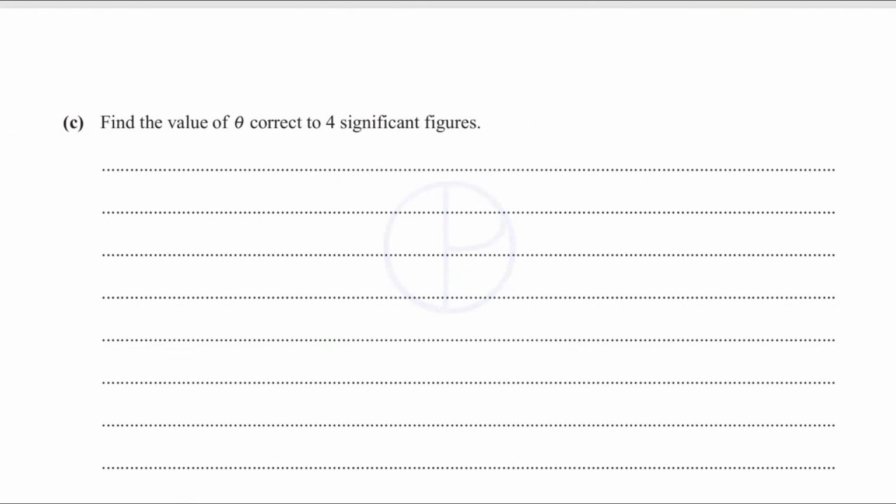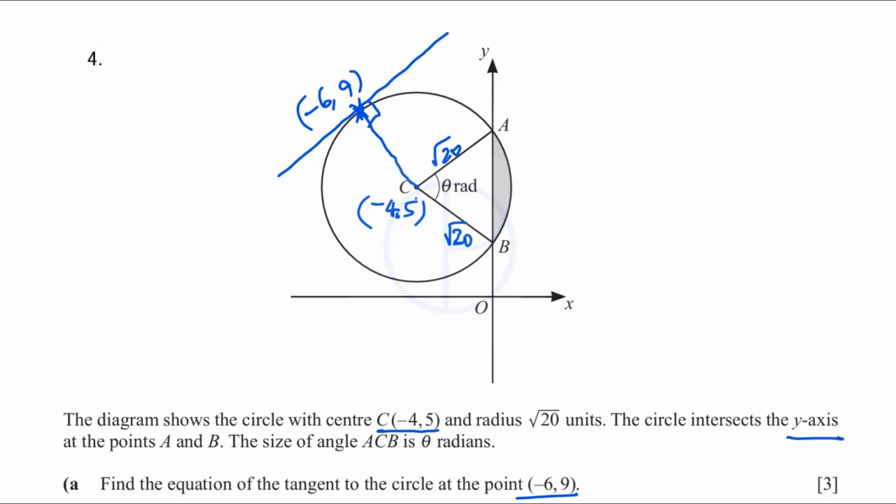The next question is to find the value of theta correct to 4 significant figures. So if you consider the triangle ABC, we know two sides and we need to find the angle. Okay. Let's find out the length of AB. Then using the 3 sides, by applying the cosine rule, we can find the angle theta. Okay, so what are the values of A and B? The circle intersects the y-axis at the points A and B.